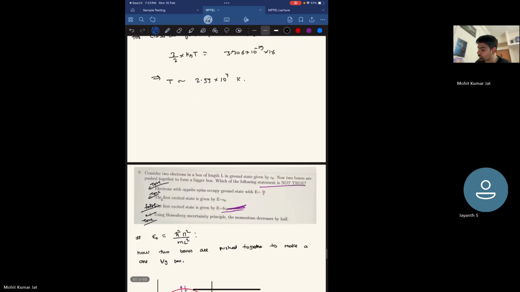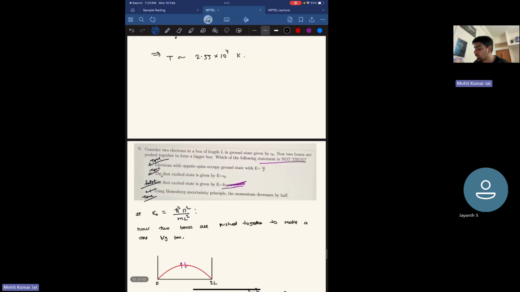Yeah. Then in the next question, there were 2 electrons in separate boxes. Their energy was given to be epsilon naught. We calculated it, assuming the length to be L, that's given in the question. And the E naught turns out to be h bar square pi square by mL square. Now the 2 electrons come together, these 2 boxes merge into a single box.